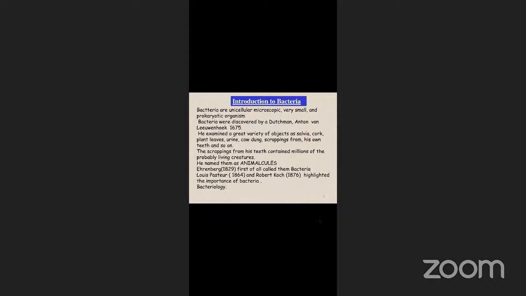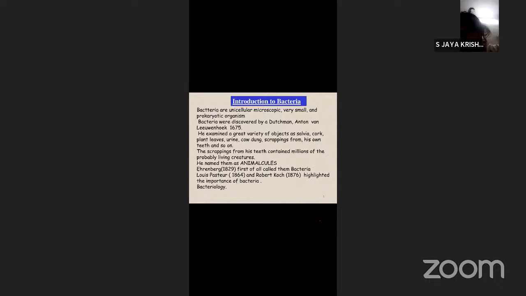What is the difference between prokaryotes and eukaryotes? Eukaryotes have a true nucleus, right? In prokaryotes, the nucleus is absent. So what is the difference between eukaryotes and prokaryotes, and what is bacteria?